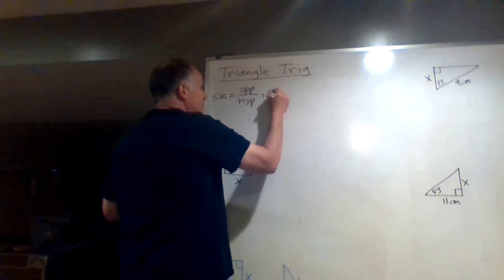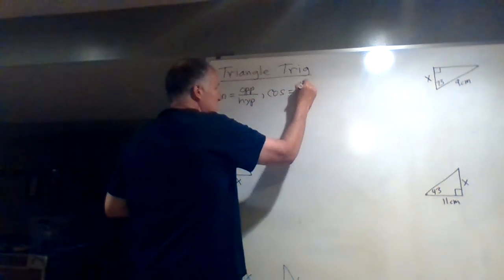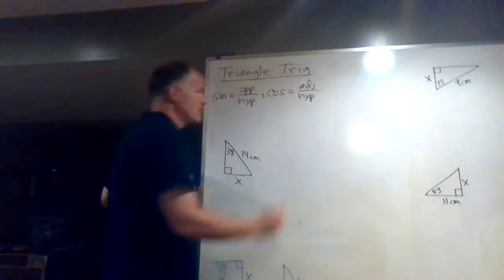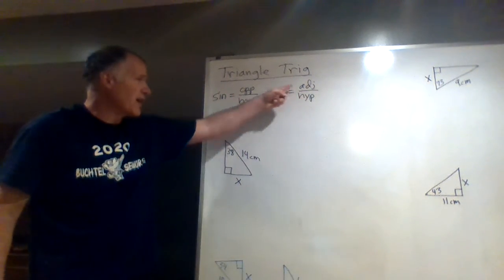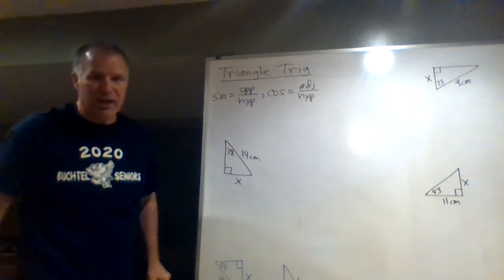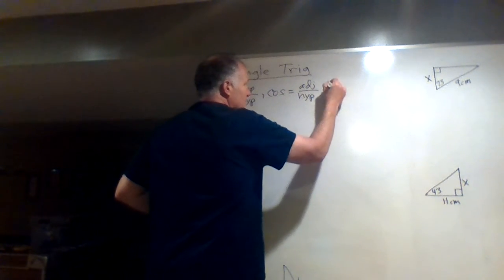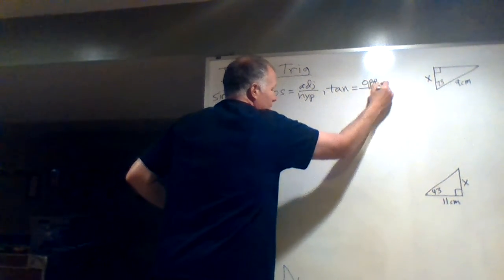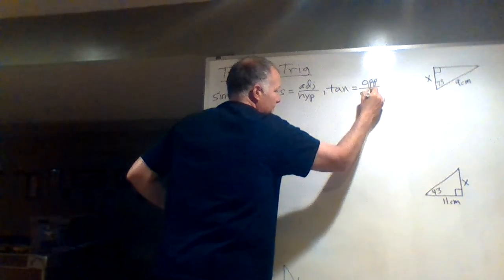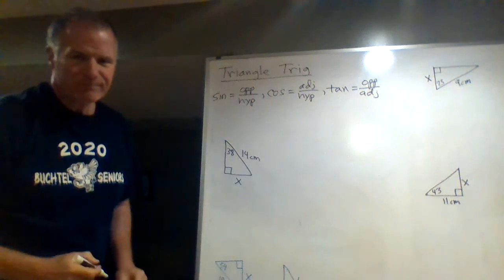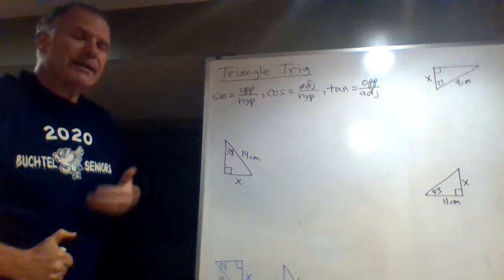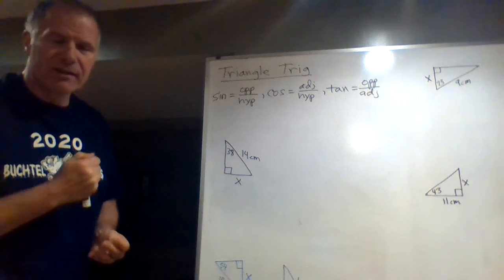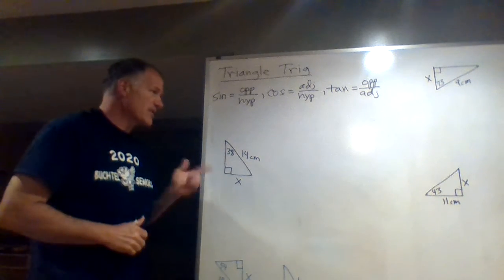Cosine is adjacent over hypotenuse. So CAH, C-A-H, and then TOA. TOA is tangent, which is opposite over adjacent. So again, hopefully this is review. You spent time with this last year. I guess you would have all had Miss Grabowski when she was teaching all this last year.